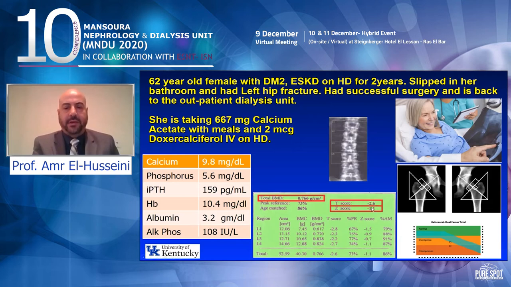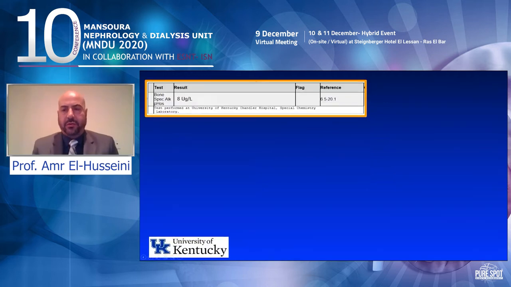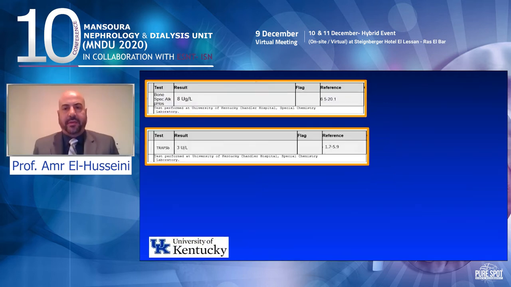As you can see here, the T-score is minus 2.6. So she has osteoporosis and she has an osteoporotic fracture. How can we treat this patient? This is a medical dilemma that we are facing.